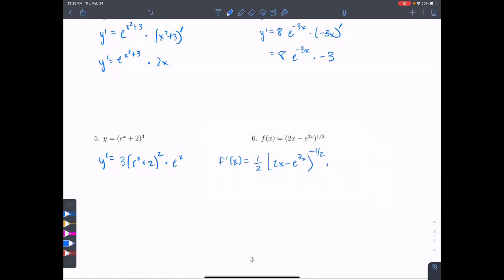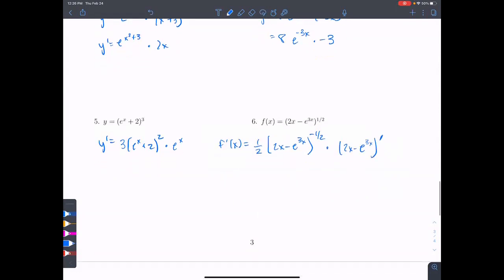Okay, so now we're doing, I told you I was going to do this and then I stopped. This prime. So we have 1/2 times 2x minus e to the 3x to the negative 1/2 times the derivative of 2x, which is just 2. And then the derivative of e to the 3x is e to the 3x times the derivative of this thing, so just 3.